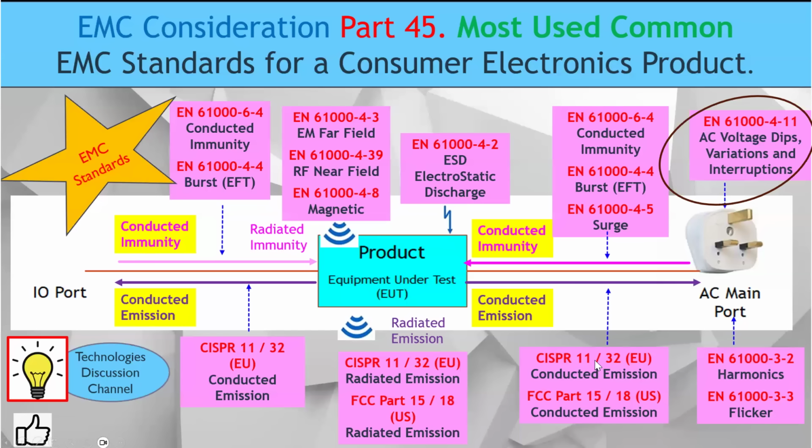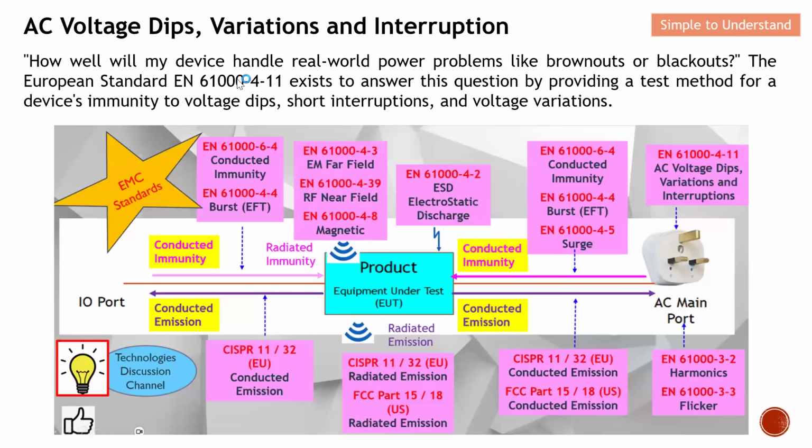Next, as I mentioned, I'm going to focus on EN 61000-4-11. So what does this test actually do? Imagine this: basically this test is about how well my device will handle real-world power problems like brownout or blackout. So this standard handles the real-world problem, because this is going to fit a power supply. Under real-world conditions, you probably will have some form of brownout or blackout. Therefore, you need to have this form of test.